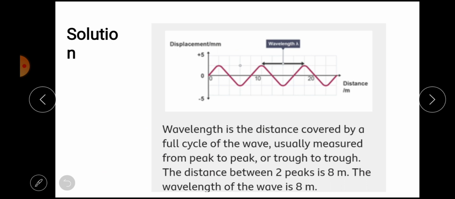So here is the solution. The wavelength is the distance covered by a full cycle of the wave, usually measured from peak to peak or trough to trough. The distance between these two peaks, as shown by this arrow here, is going to be what? 8 meters. The wavelength of the wave, therefore, is 8 meters.